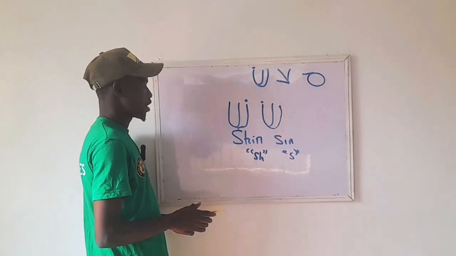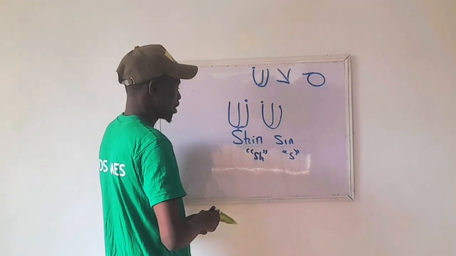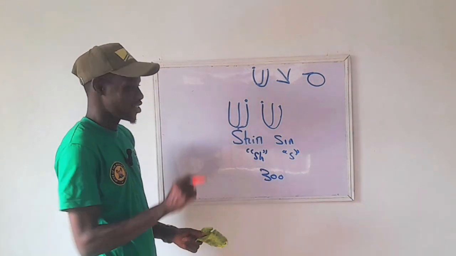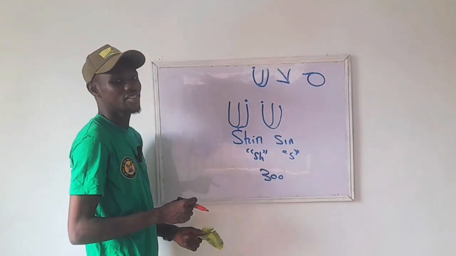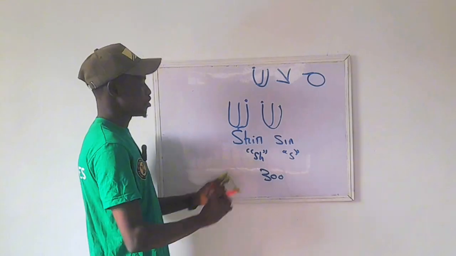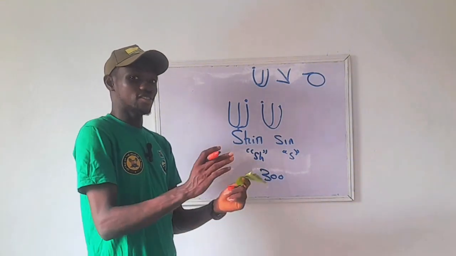And that's 300. The numerical value is 300. It's one letter, just that dot. If you see the dot on the left, it's just an s sound, just for a better pronunciation. If you see the dot on the right, it is a sh sound, shh.